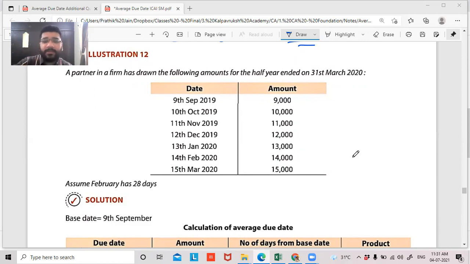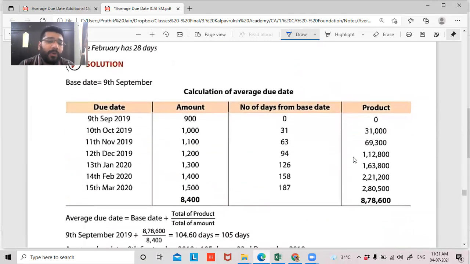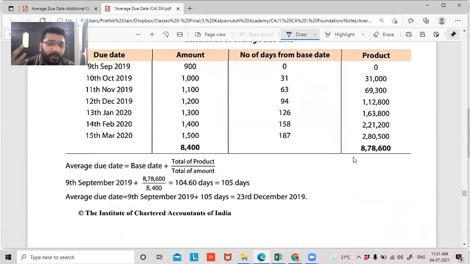Due date column, guys: this is my date of transaction and there's no way to calculate my due date, so this will be my due date. So this is the due date column. Then we have the amount column and then you'll have the number of days from the base date, guys. What will be the base date? Can I say this is the least date? So keeping 9th September as the base date, guys, you need to calculate the number of days and the product and just apply the formula. You'll get the average due date. The only answer that they want is what is the average due date? They've not even asked for interest also. Such an easy question.